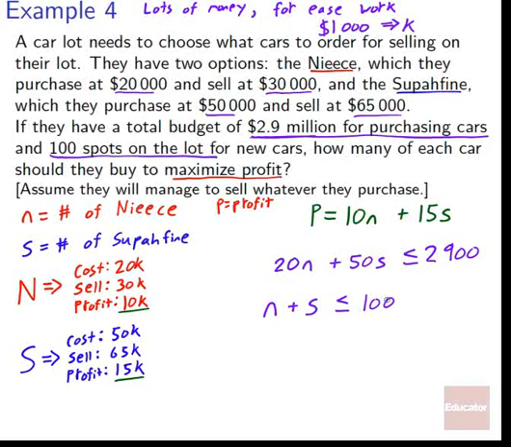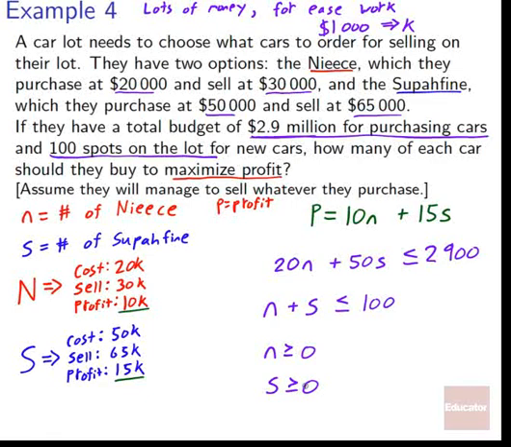Now there's two hidden requirements that we might not see, but it'll make it easier to actually graph the thing. Think about this. Is it possible to have a negative number of nices? Can they buy negative cars? No. The lowest number of nices that they can buy, the lowest number of any car that they can buy, is zero. So we know that however many nices they buy, it has to be greater than or equal to zero. And similarly, S must be greater than or equal to zero. So we've got four requirements on this.